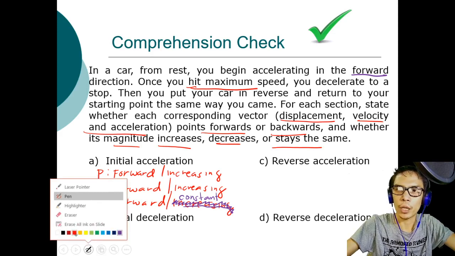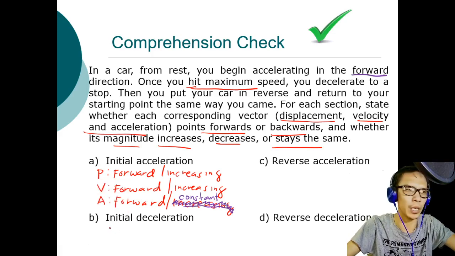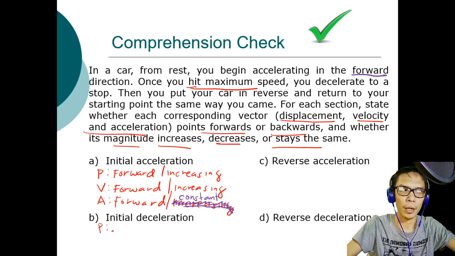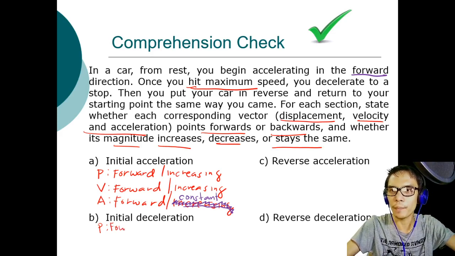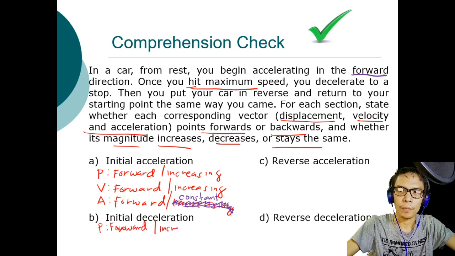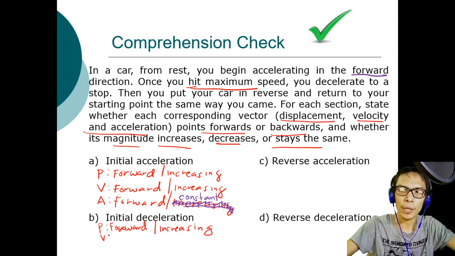And the initial deceleration. So what is the car's initial deceleration? We have first the position, or displacement. So the car is still going forward, and it is still increasing. You just slow down and are still going forward. Next one, we have velocity. The object is going forward, but it starts to decelerate, so it tells us that the velocity is decreasing.